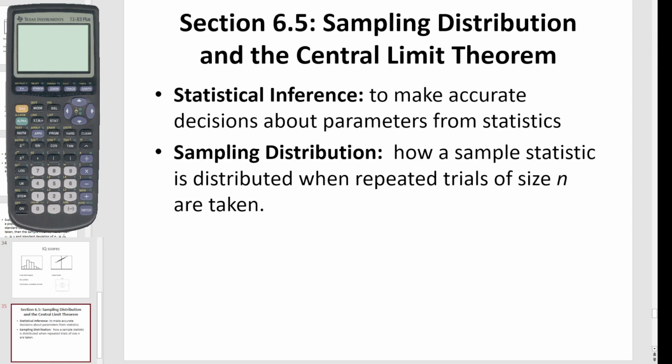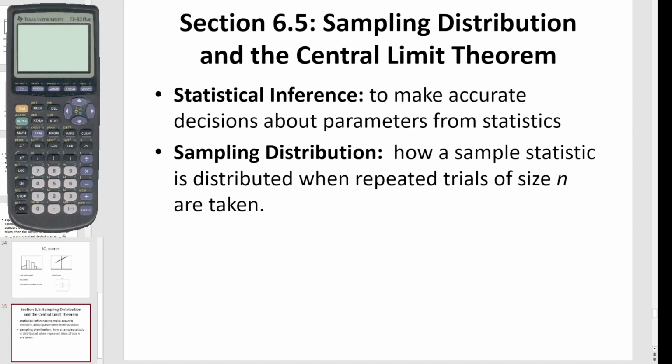Moving on to section 6.5. 6.5 is on sampling distributions and the central limit theorem. First up, we have a couple of definitions. We have a definition of statistical inference. Statistical inference is to make accurate decisions about parameters from statistics. Well, whenever we make accurate decisions here, we want to be able to measure how accurate. And we can measure how accurate using probability.